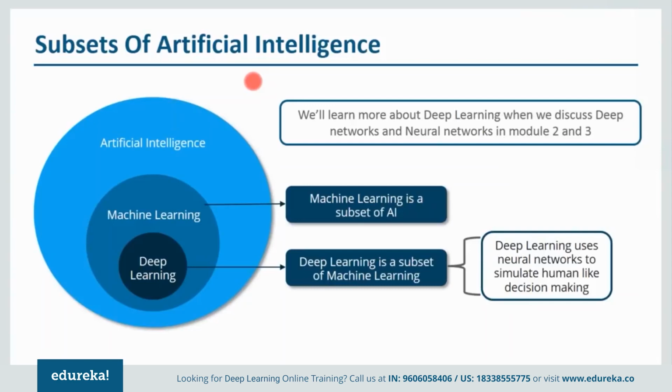Now, in order to achieve artificial intelligence, there were a few technologies that came. First came machine learning. Now, there were certain limitations of machine learning. In order to overcome those limitations came deep learning.